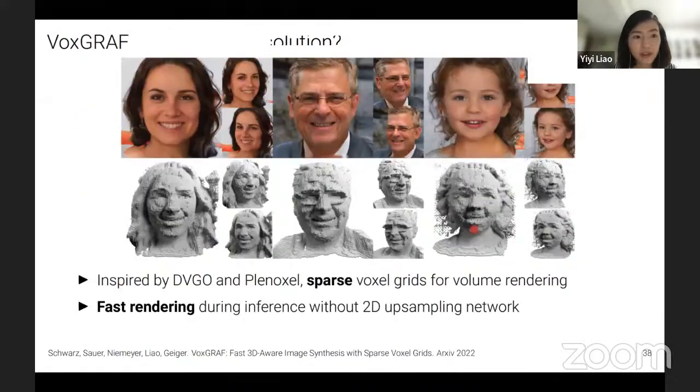This leads to our follow-up work, VoxGRAF. Inspired by DVGO and Plenoxels, which are methods for accelerating the training of NeRF, we represent the scene as sparse voxel grids instead of the radiance MLP. The rendering of the sparse voxel grids is very fast, and we also don't need a 2D upsampling network.